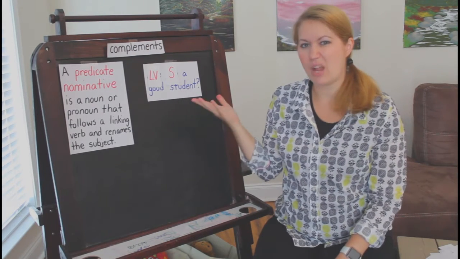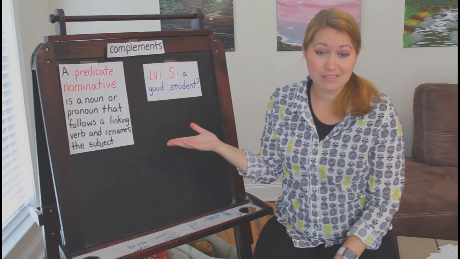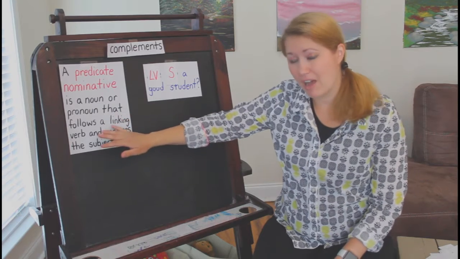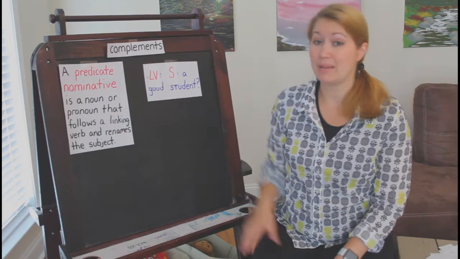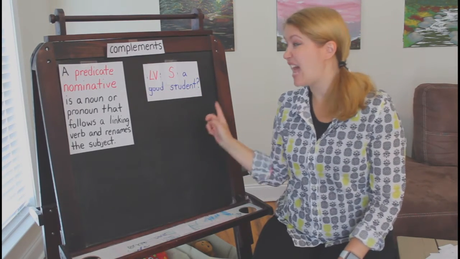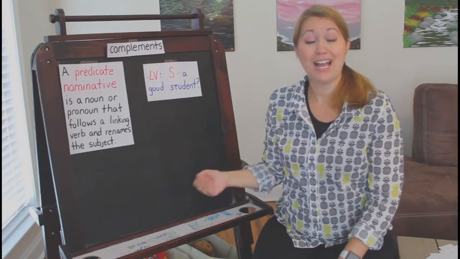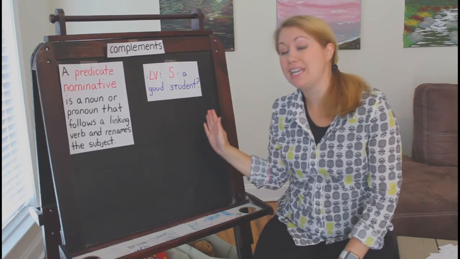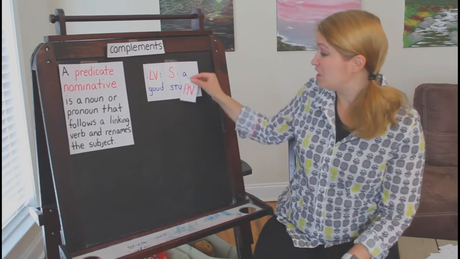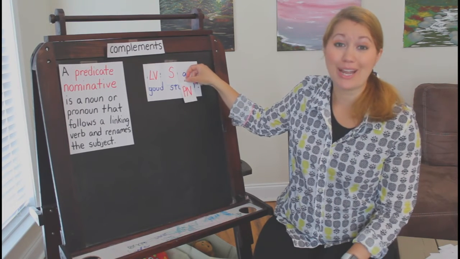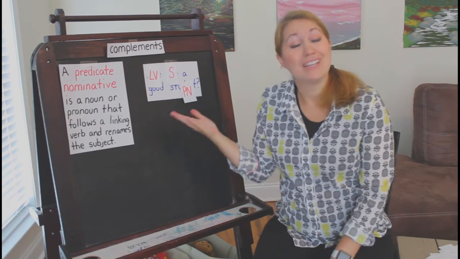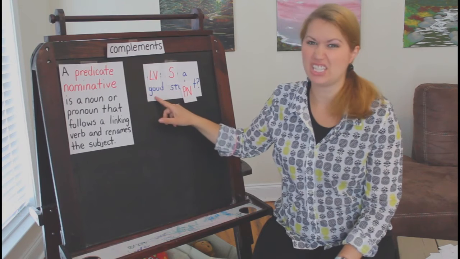Do we still have a predicate nominative in this case? Look closely. Is there a noun that follows the verb and renames the subject? Do I have anything after that verb that renames the subject? I do. Student is renaming you. Are you a good student? Student renames you, so student is our predicate nominative. Is it okay for both of them to be on this side of the verb? Yes, that will happen a lot in question sentences.